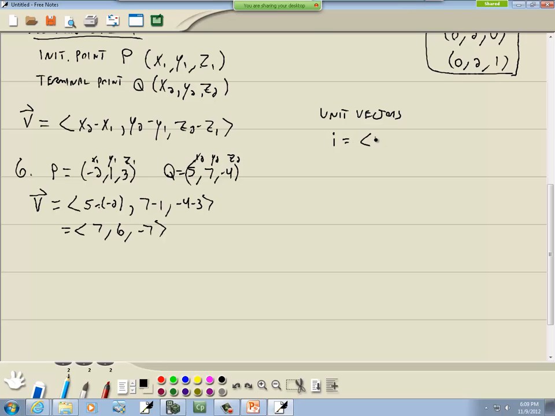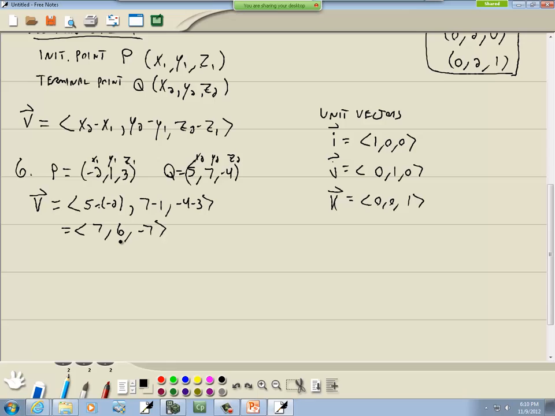I is equal to this right here, 1, 0, 0. J, let me go ahead and put the little vector notation over that. This is j, which is 0, 1, 0, and k, which is 0, 0, 1. Now, this is out on your x-axis, a distance of 1. Remember, with vectors, distance is magnitude. This is along your y-axis, distance of 1, magnitude of 1. And this one's along your z-axis.